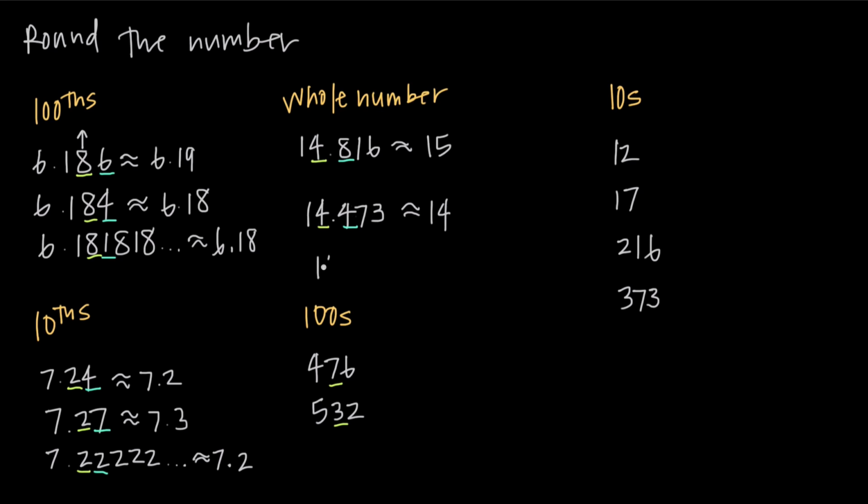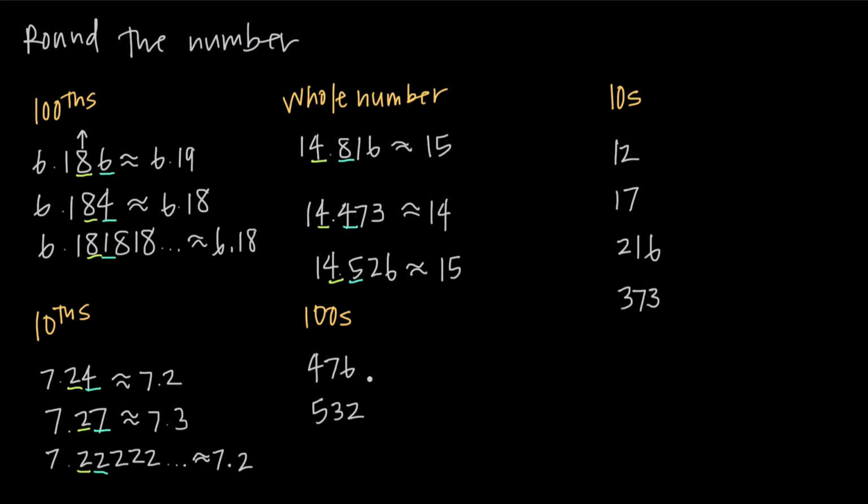If we had 14.526, let's say, we would identify the number in the units place, look to the number that's directly to the right, and we have a 5. Because that's a 5, and we say if it's greater than or equal to 5, we round up, this is going to be approximately equal to 15.